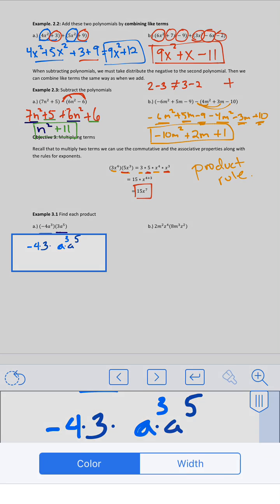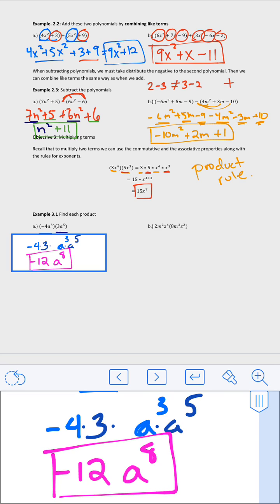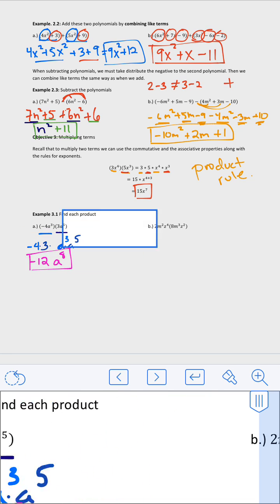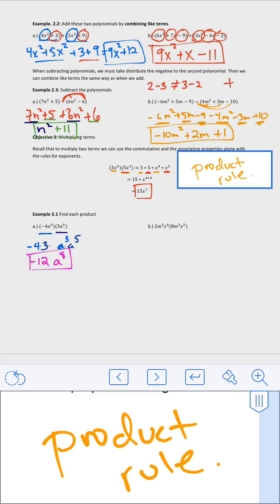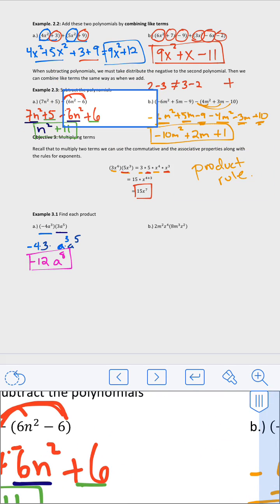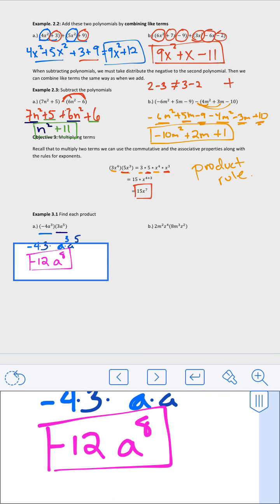All right, now I'll go ahead and combine. I get negative 12, and over here I'll use the product rule. 3 plus 5 is 8. So I gotta pay special attention to whether I'm adding and I can use like terms, or whether I'm multiplying and I use product rule. It's an easy way to remember because product means multiplication. So if I'm multiplying, I use product rule, right? Multiply, product. Addition, like terms. Addition, like terms. Okay, cool. And now we're down to one monomial of negative 12 a to the 8th.